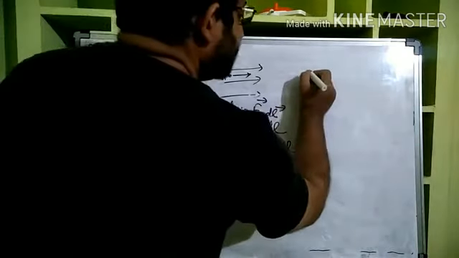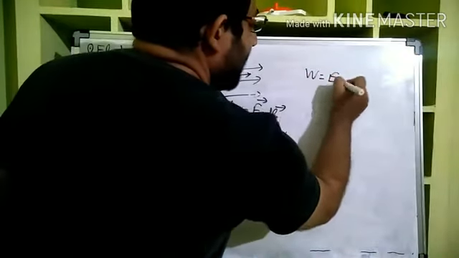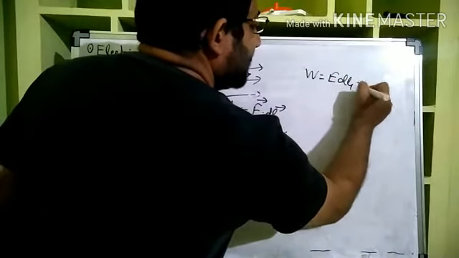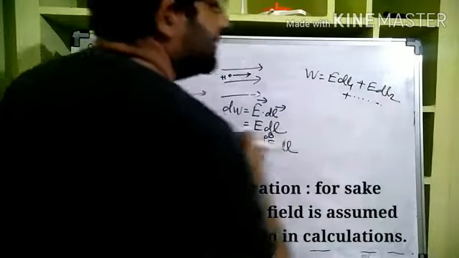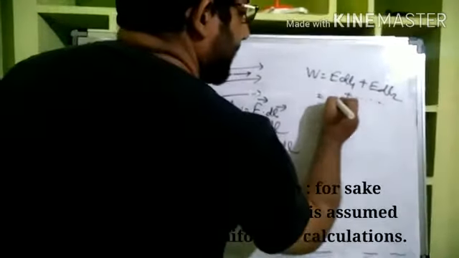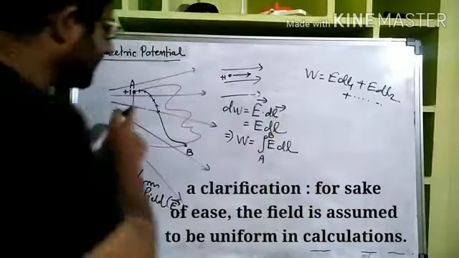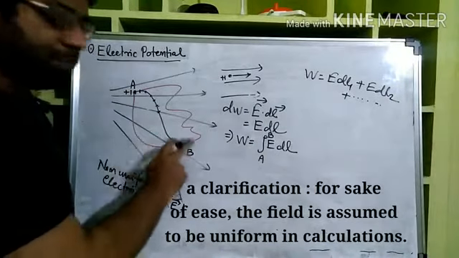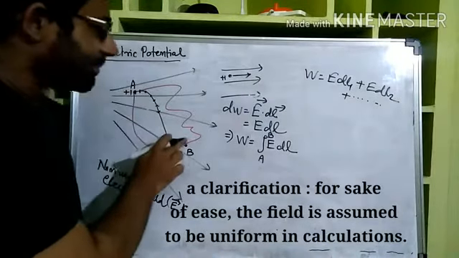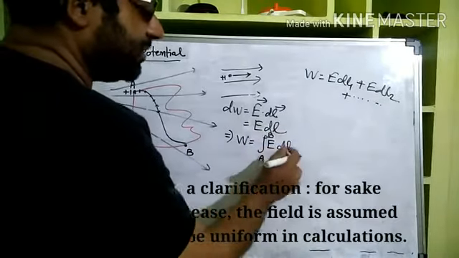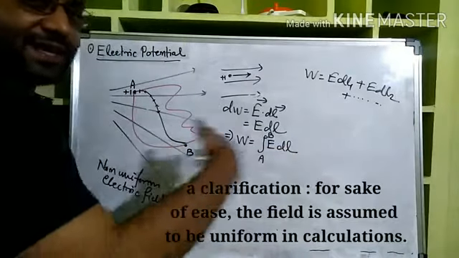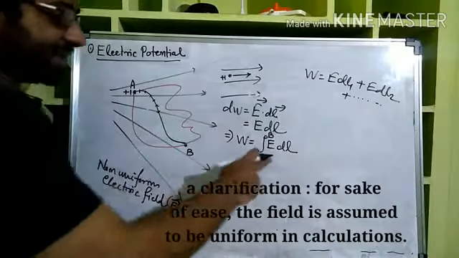Then what are we doing? W is equal to E·dl1 plus E·dl2 plus like that, all the dls we are adding. So finally we are finding the E·dl from A to B. Everything we are adding up, and the mathematical technique for that is integration of E dot dl, and in this case E and dl are in the same direction.